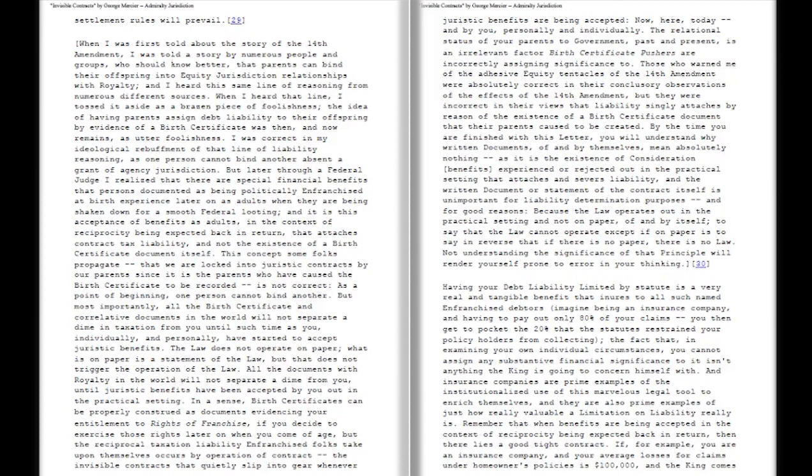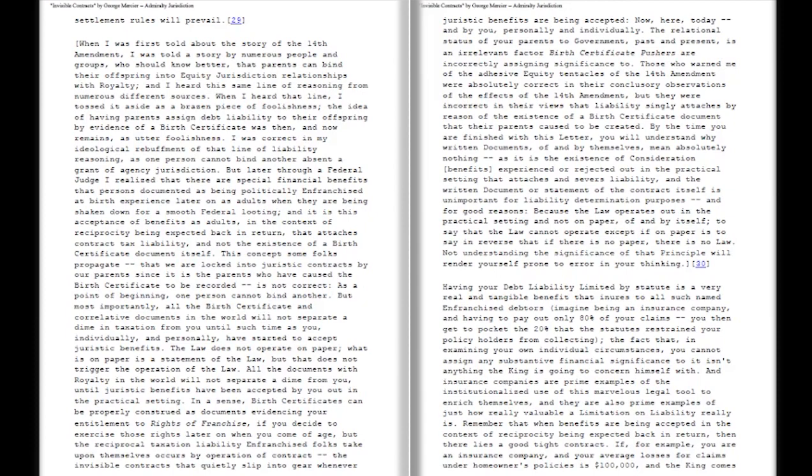This concept some folks propagate, that we are locked into juristic contracts by our parents since it is the parents who have caused the birth certificate to be recorded, is not correct. As a point of beginning, one person cannot bind another. But, most importantly, all the birth certificate and correlative documents in the world will not separate a dime in taxation from you until such time as you, individually and personally, have started to accept juristic benefits.